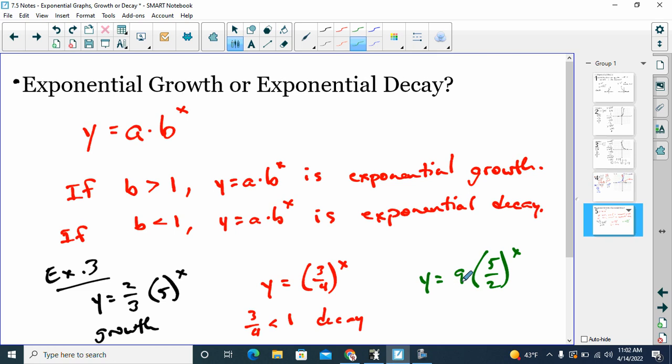Part C, y equals 9 times 5/2 to the x. 5/2, because the top is bigger than the bottom, I know that that's bigger than 1. It's 2 1/2. Therefore, we have exponential growth.